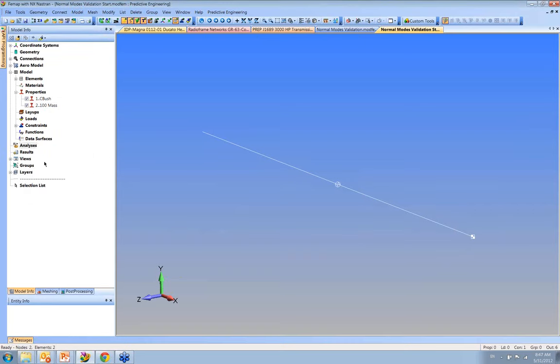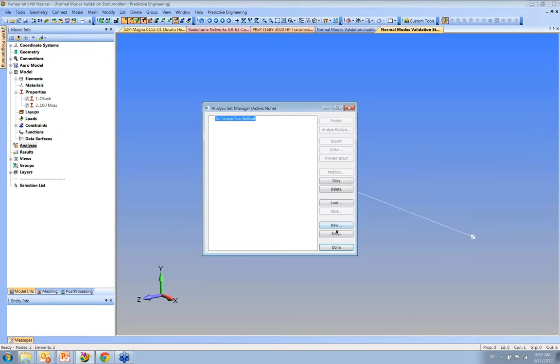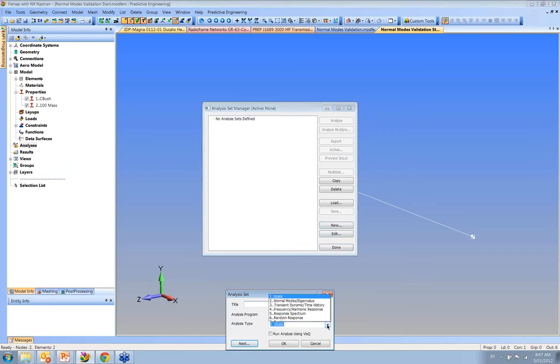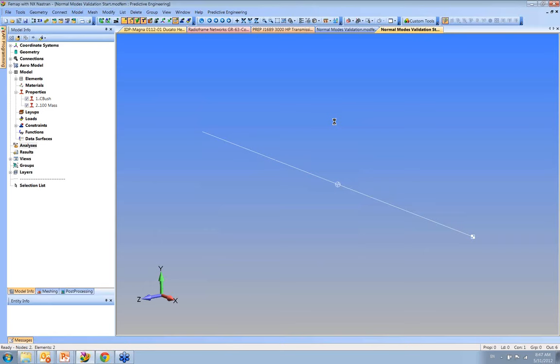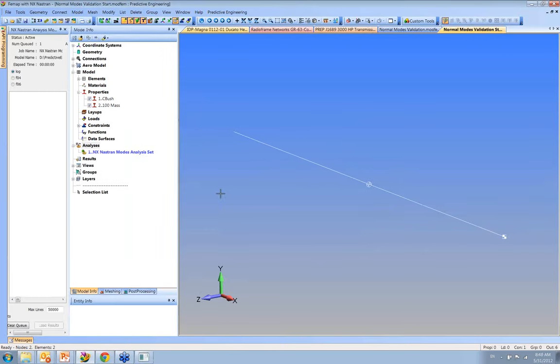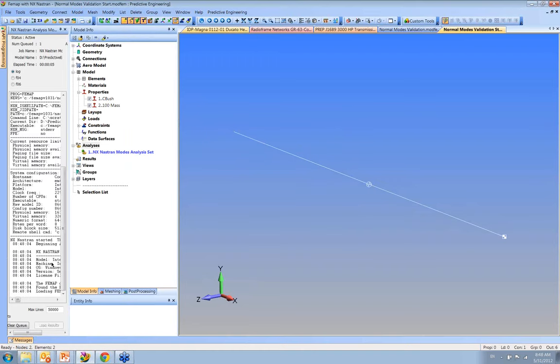Let me delete this. I'll show you. New, normal modes, eigenvalue. That's it. Oh, yeah, and it's constrained right there on that end with 6 degrees of freedom. It takes longer to load the solver and crunch through things than anything else.